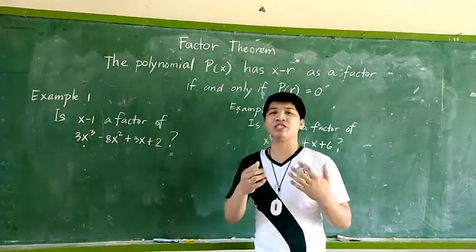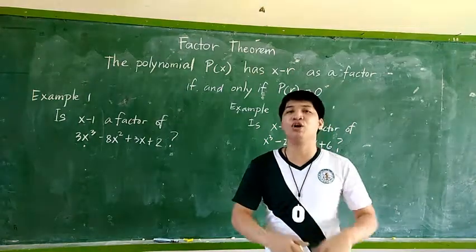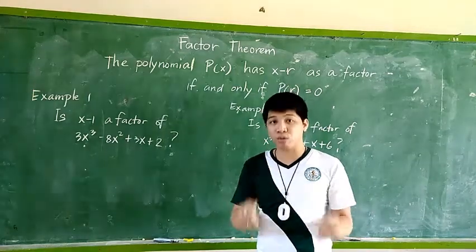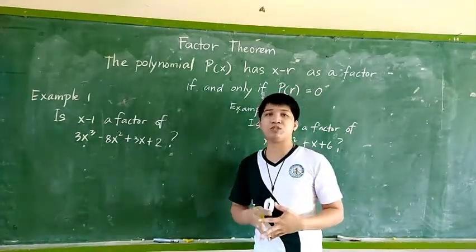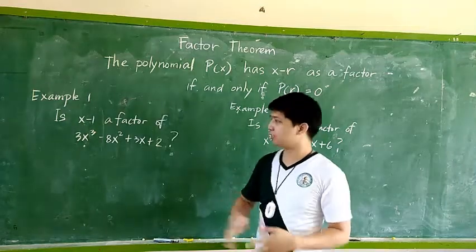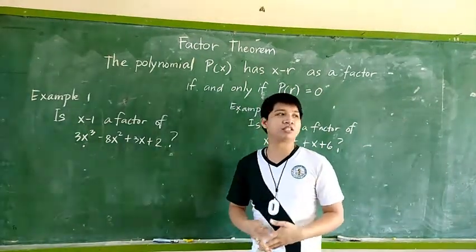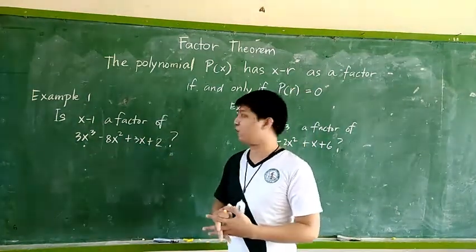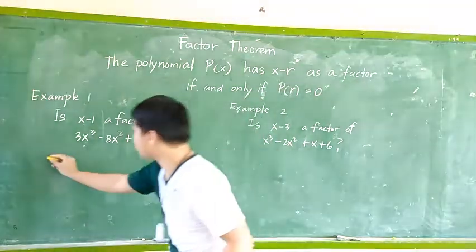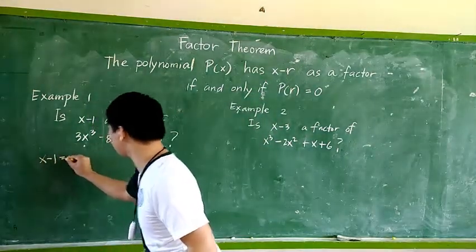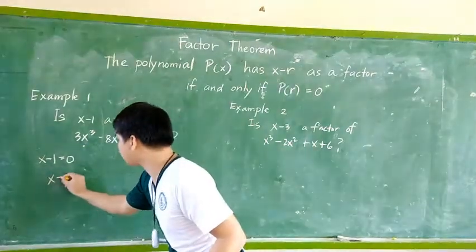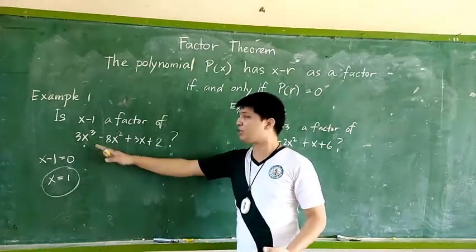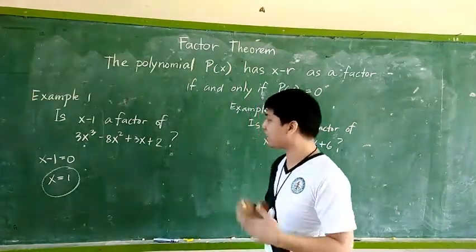Again, we can use either the synthetic division method or the substitution method. Either way, you can use both to check whether x minus 1 is really a factor of the given polynomial. For this example 1, we will use the substitution method. Again, the first step is to find the value of r, or equate x minus 1 to 0, and of course we will get x is equivalent to 1. And then we simply substitute 1 for all the values of x in the given polynomial.